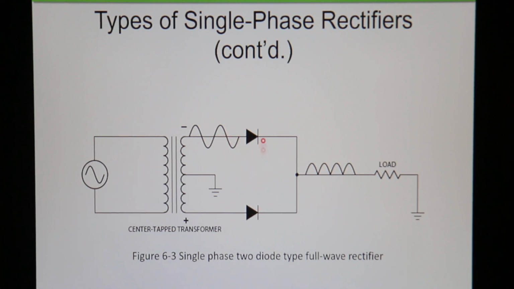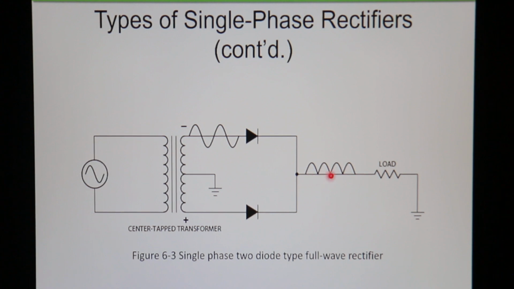I'll have two diodes now. If you notice, I'll leave the anodes facing the transformer, and the cathodes are tied together. And those cathodes go into the load, and from the load goes to ground. Okay? So this is our single phase 2 diode full wave rectifier.